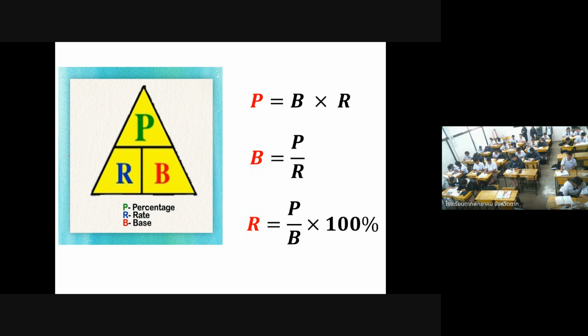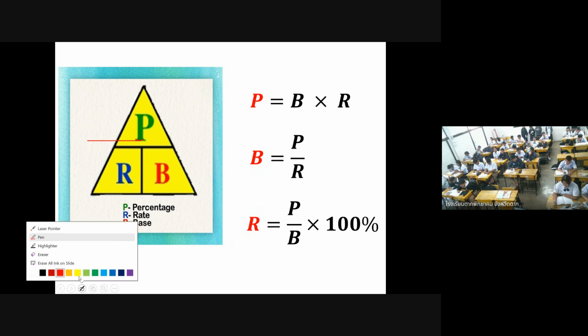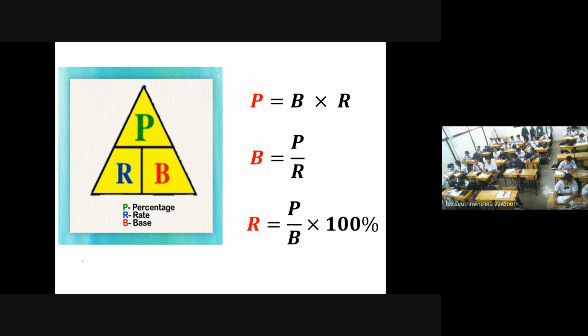Now, everyone, you see this triangle. This triangle is what we call the chance triangle. And this is an easier way to remember the formula. Look here. P stands for percentage. R stands for rate. And B is for the base.